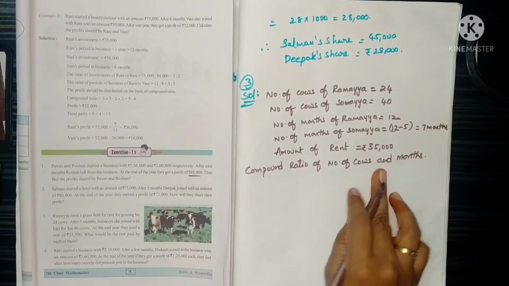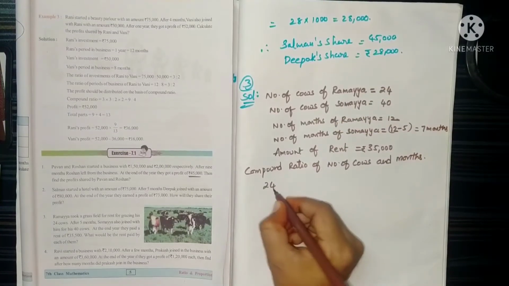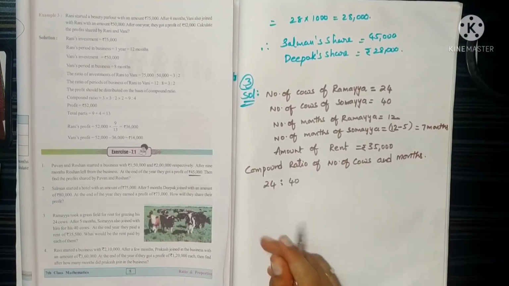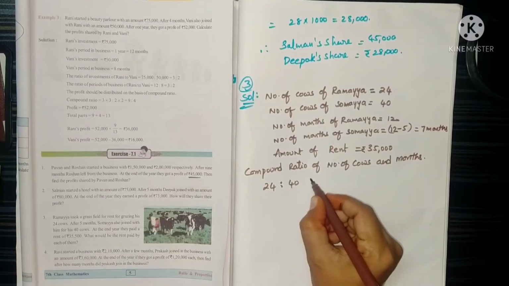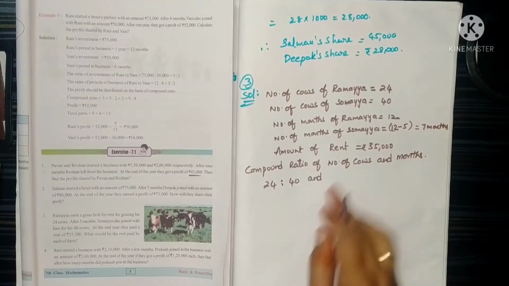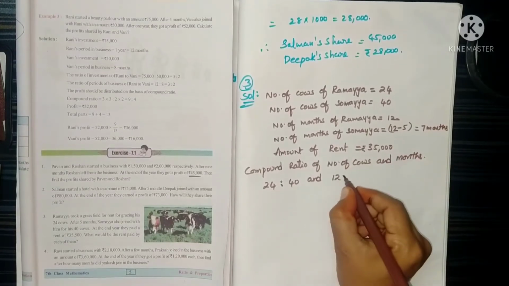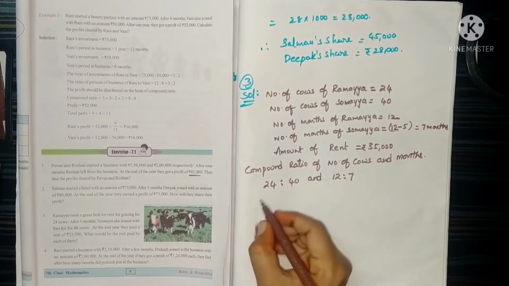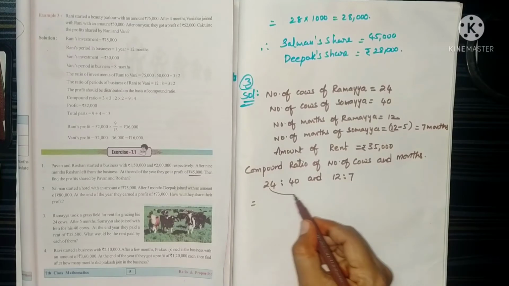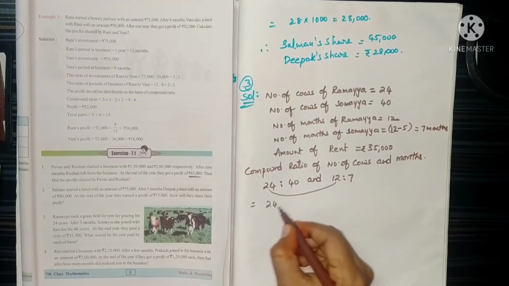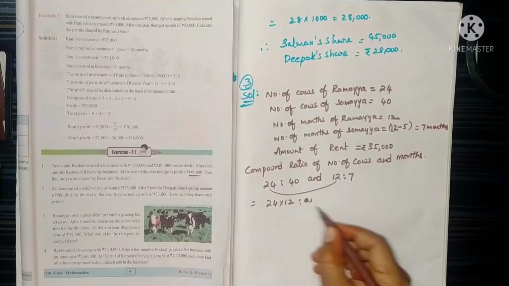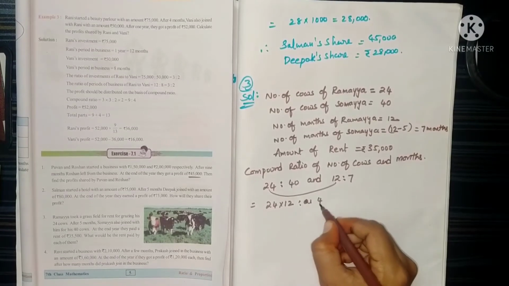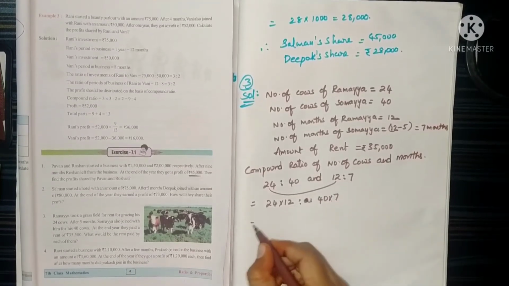So number of cows ratio 24 is to 40. Direct ga nenu rasestuna, koncham steps taggutayi kada. You can write, no problem. And months 12 is to 7. Now compound ratio, product of first terms 24 into 12 is to product of second terms 40 into 7.